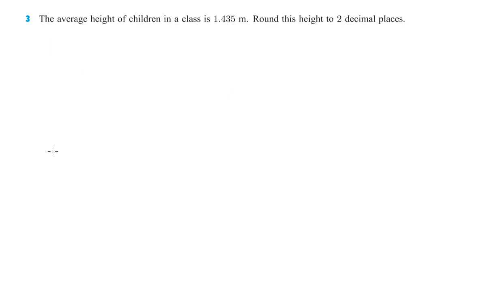Okay. All right. Number 3, and this is from the next section. The average height of children in a class is 1.435 meters. Round height to 2 decimal places. So there's the first, and here's the second decimal place. 5 tells the 3 to get bigger, so it's going to be 1.44 meters. Okay.